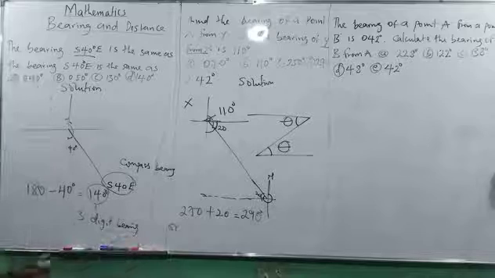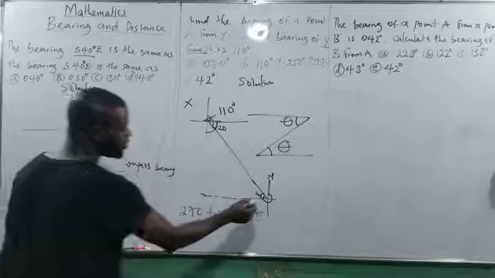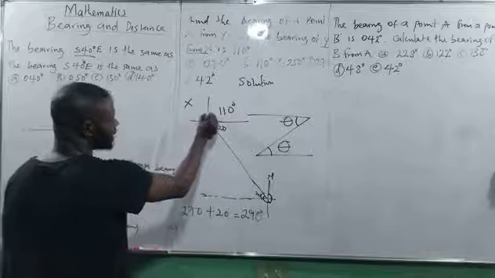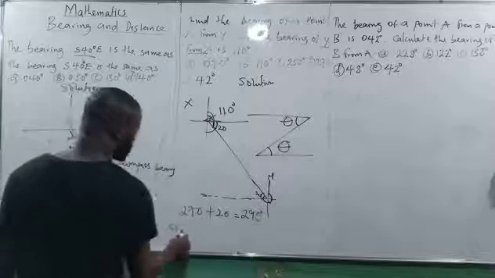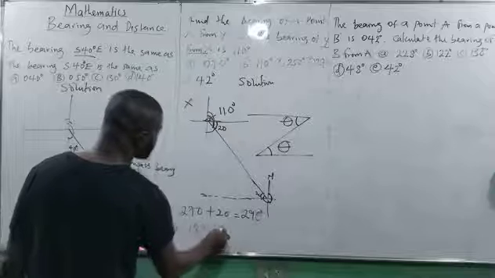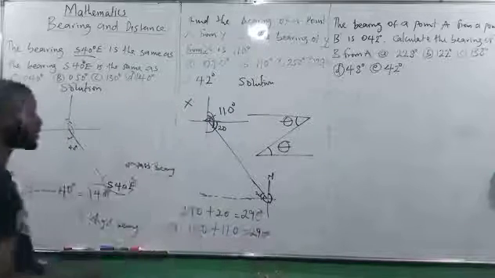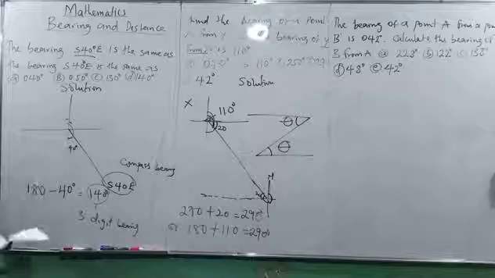Or you can do it this way. From here to here is 180. From here to here is 210. It means I can also say that what? 180 plus 110, which is going to be what? 290 degrees. Any one that is convenient for you, you can go, you are good to go.